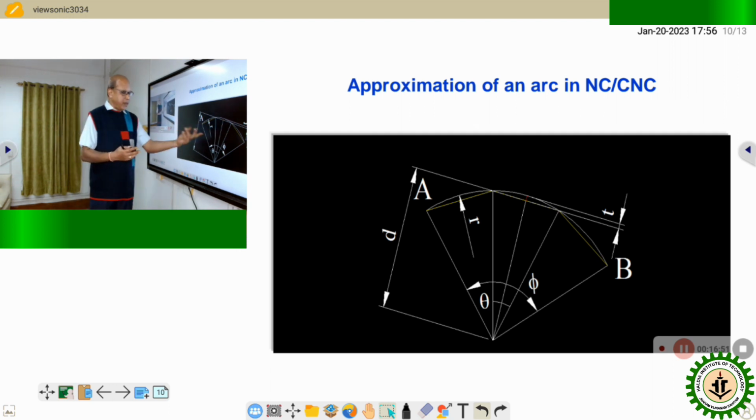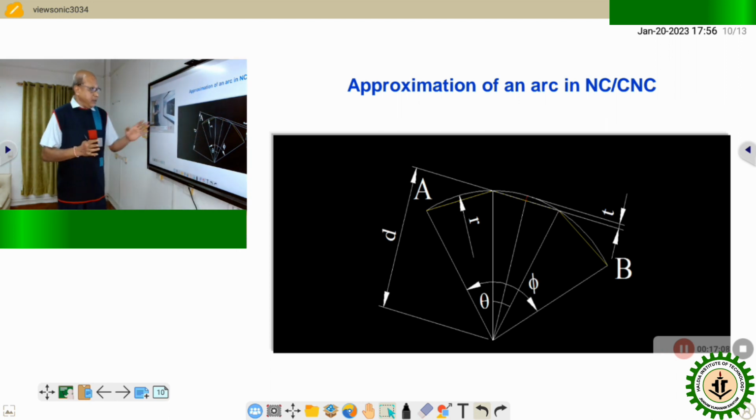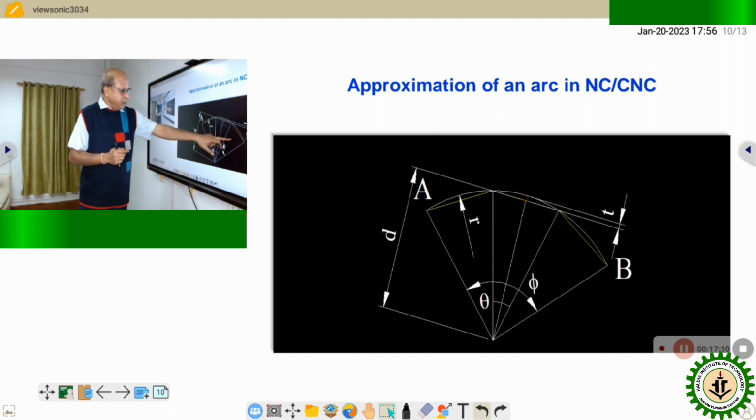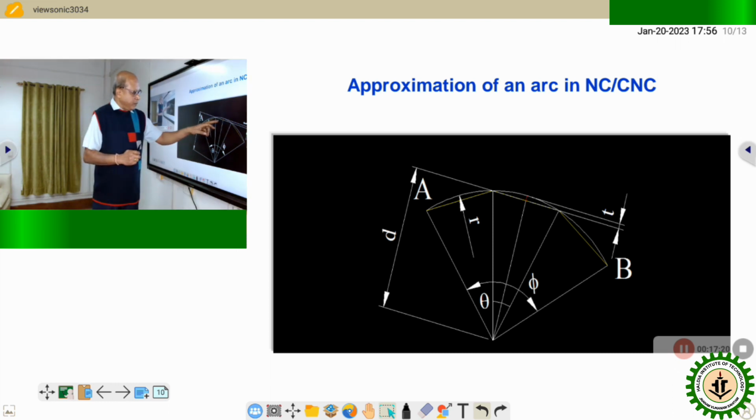I have arbitrarily taken an arc which is shown by this AB, having its center at this particular point. Now this is our desired path. We would like to generate this circular path, but eventually it is approximated by 3 straight line equal length chord segments. While doing so, there is an error. What is the error? What would be the maximum error?